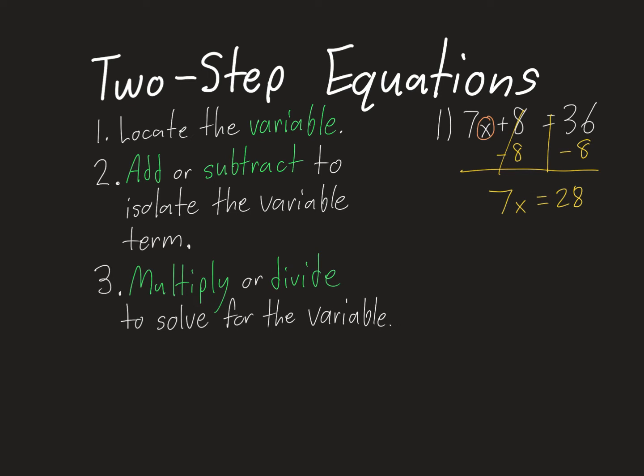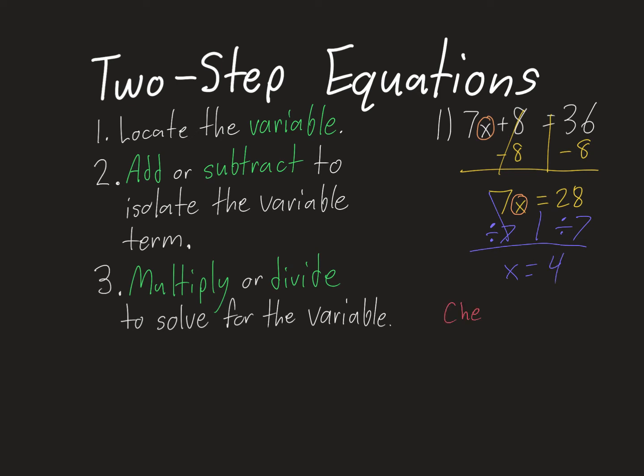Step 3 says to multiply or divide to solve for the variable. So, the inverse of multiplying by 7 is dividing by 7. And whatever we do to one side, we have to do to the other to keep the equation balanced. We are left with x equals 4.